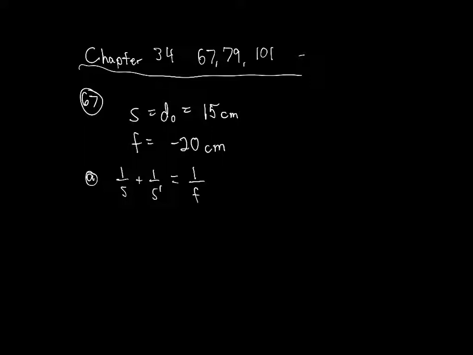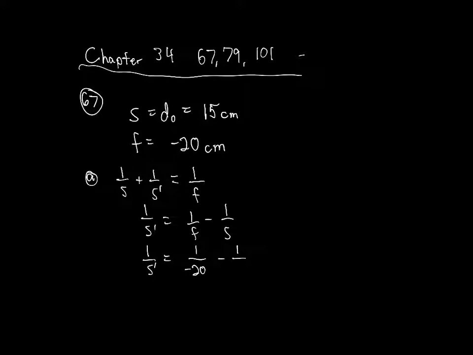So which one of these variables is the image distance? S is the object distance. Then it's S prime. S prime is the image distance, so I need to solve this for S prime. So I can do 1 over S prime equals 1 over F minus 1 over S. So we can do 1 over S prime equals 1 over the focal length. What's the focal length? Negative 20. Negative 20 minus 1 over S.